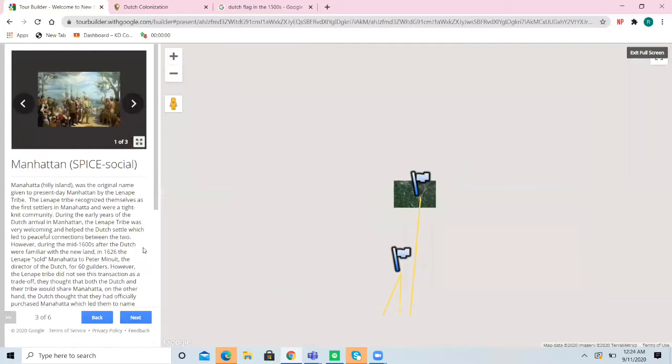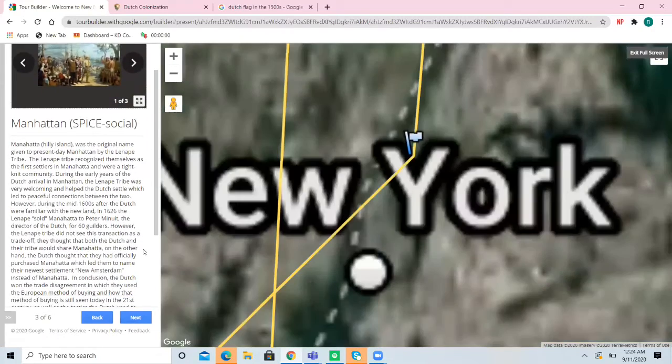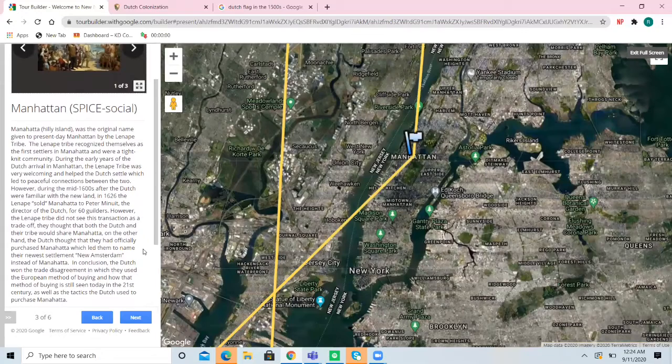Hi guys! So our second location of the day is present-day Manhattan, which at that time, prior to the arrival of the Dutch, was called Manhattan. In this region, at that time, the Munsee people, who were part of the Lenape tribe, were recognized as the first settlers in Manhattan. They were a very tight-knit community.